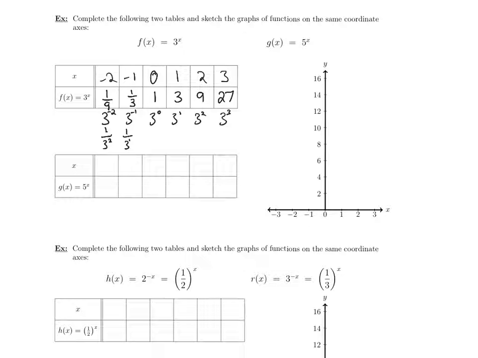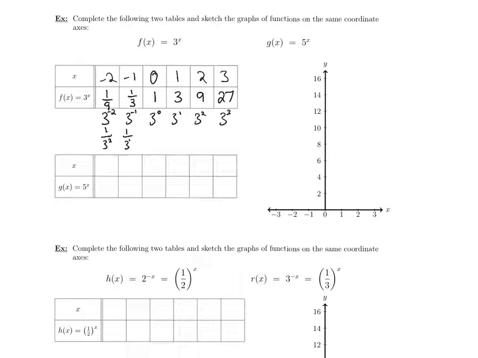And you can envision that as we go into bigger and bigger negative numbers, those numbers are going to end up having bigger and bigger denominators. In other words, they're going to get close to 0. So we do have a horizontal asymptote when it comes to the exponential functions.